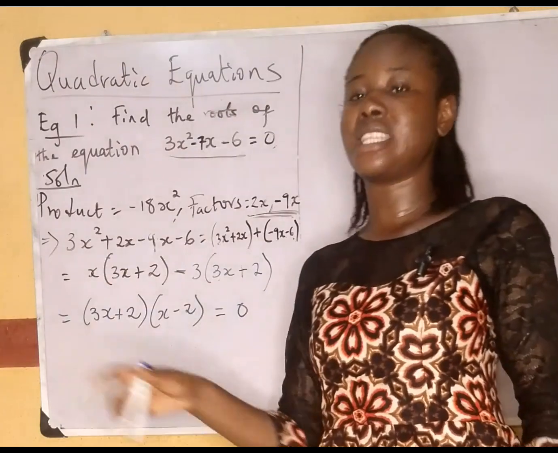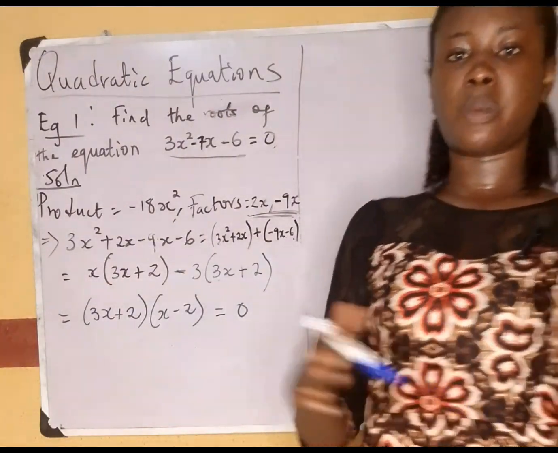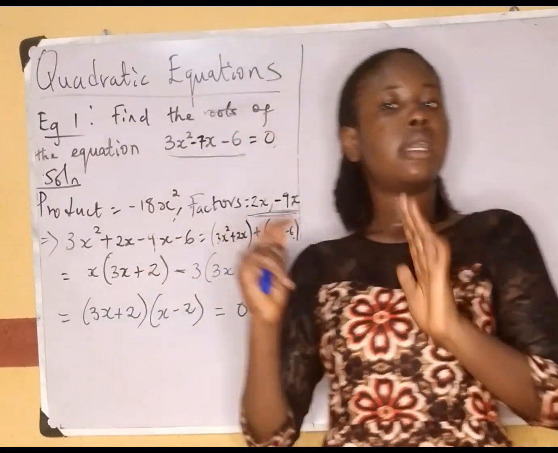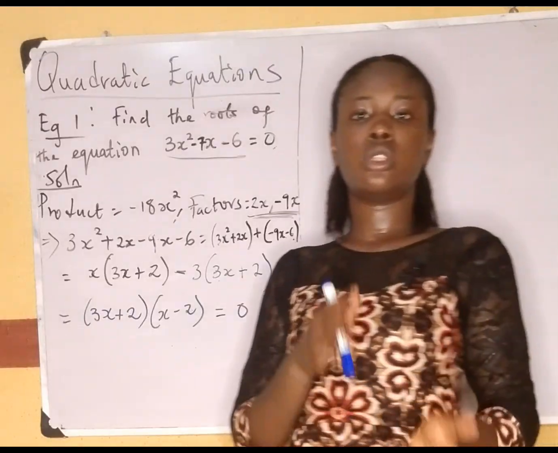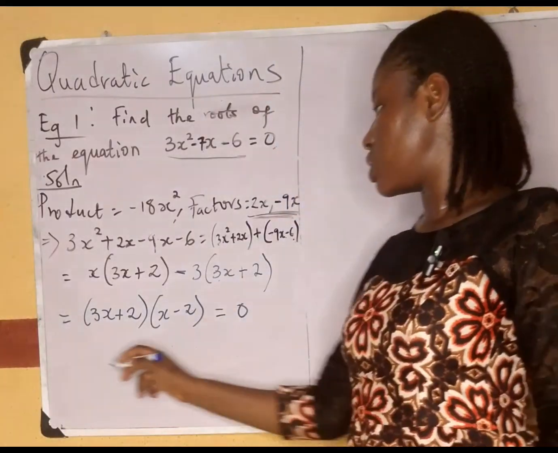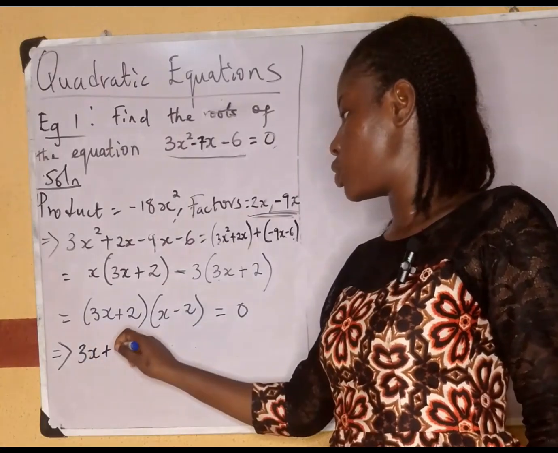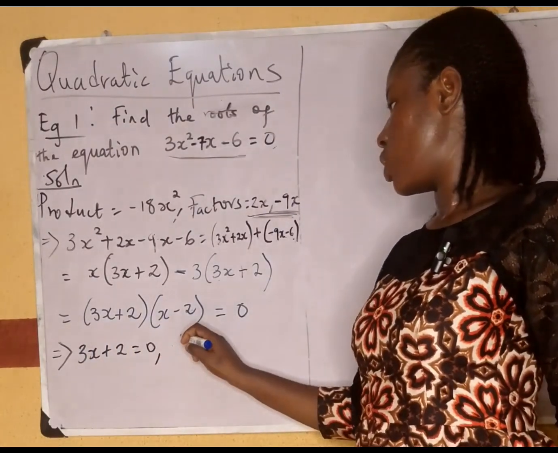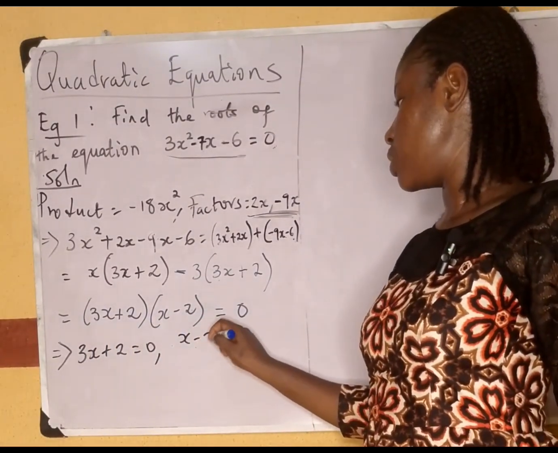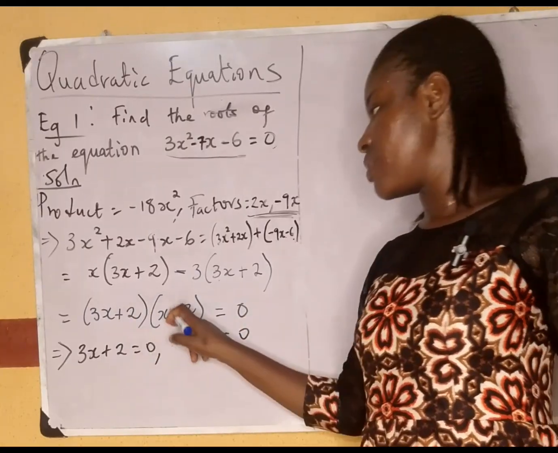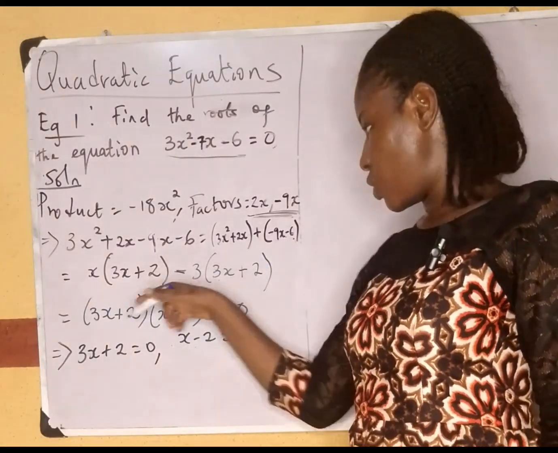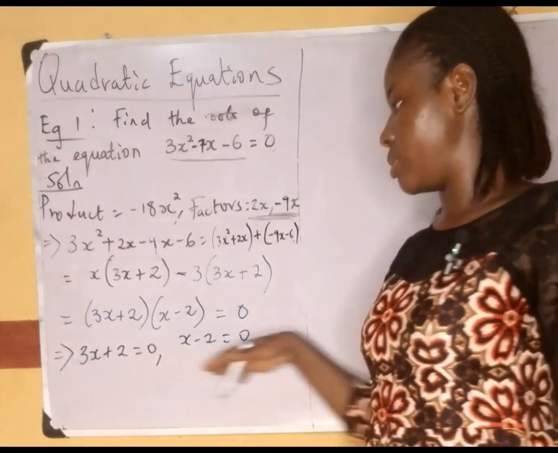Now you will use the idea that if two things are multiplying and the result is equal to 0, either one is 0 or they both are 0. So here, this now implies that 3s plus 2 is equal to 0, or s minus 2 is equal to 0. So the two of them are multiplying, they're giving us 0. One of them is 0. So that's what we basically did here.